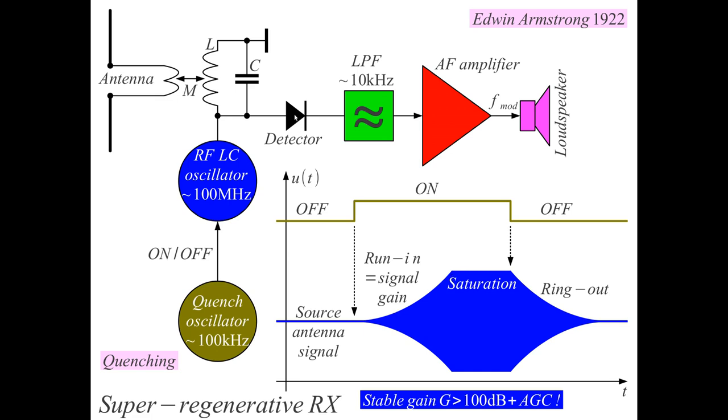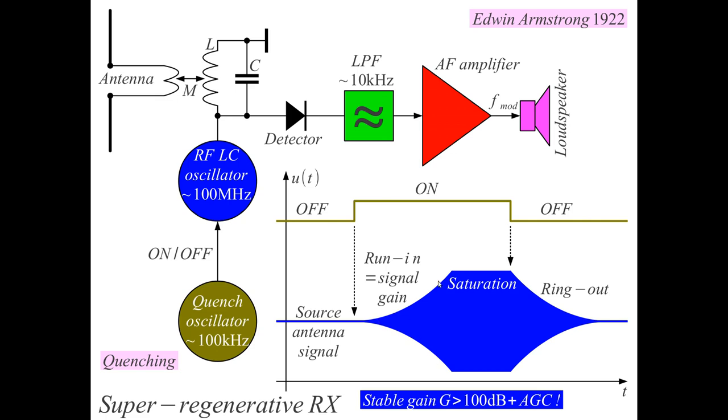With a detector we can detect the amplitude of this oscillation, and we can demodulate amplitude modulation and feed it through a low pass filter to remove this quenching off and on of our oscillator. This quenching frequency is around 100 kHz, well above the voice frequencies we are listening to here, the modulation frequencies, and an audio amplifier goes directly to the loudspeaker. Yes, the super-regenerative receiver may provide 100 dB of gain, provides an excellent AGC because this thing is exponential, but it has some other limitations.